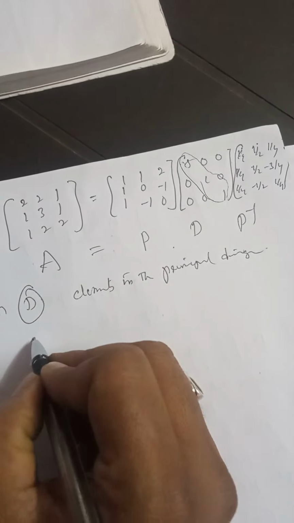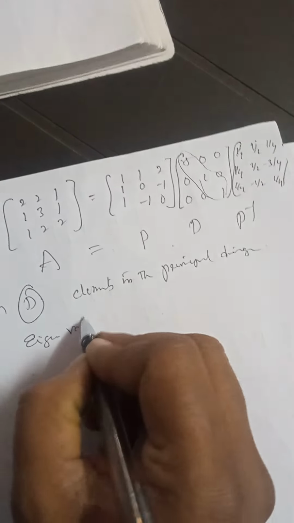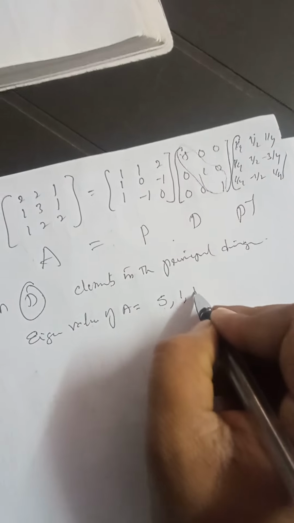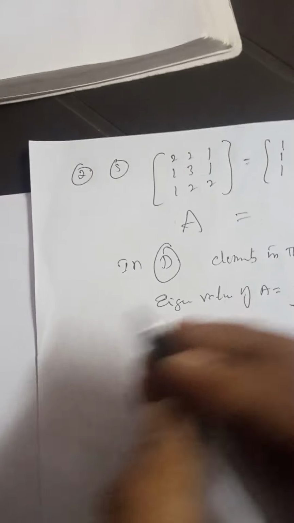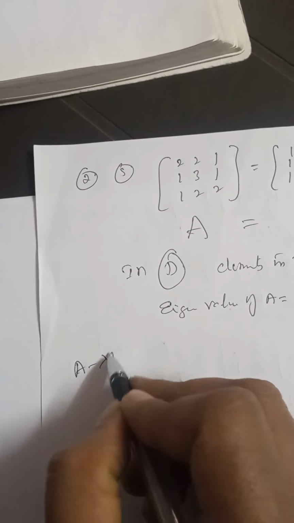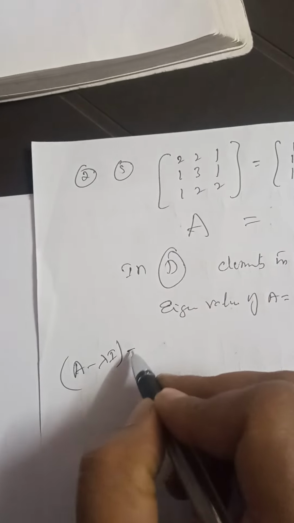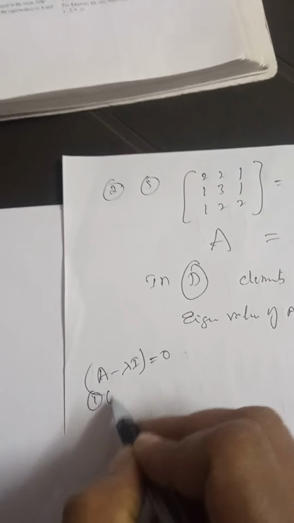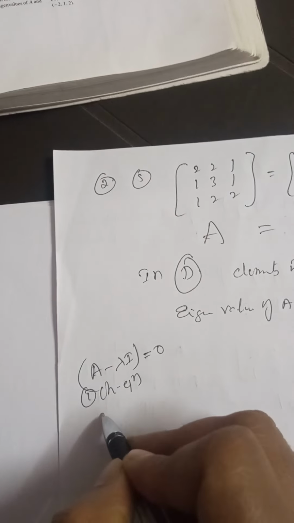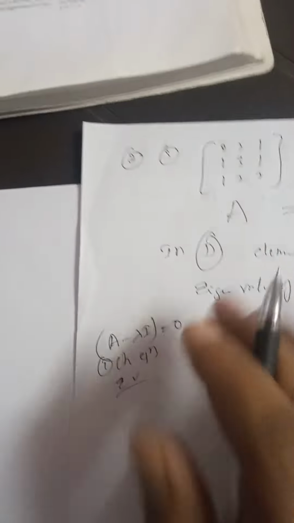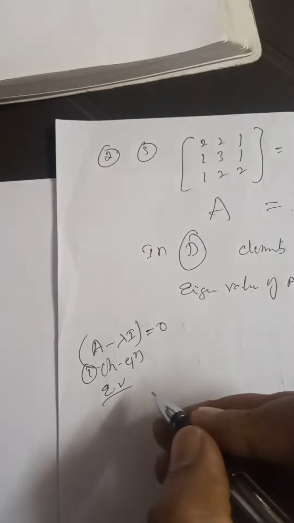Therefore, the eigenvalues of A are 5, 1, 1. Find the eigenvalues means this one. Sir, how to find it directly? You can find A minus lambda I equal to 0. From here we have to find the characteristic equation, then you will get the eigenvalues. We will discuss this type of problems later.